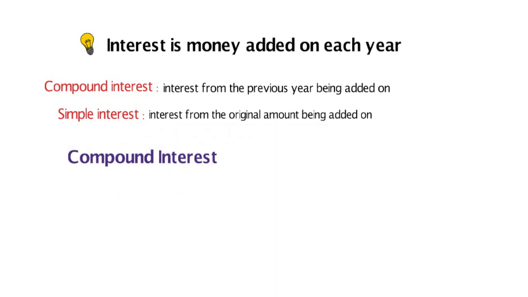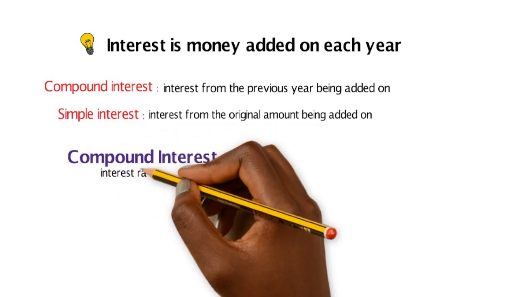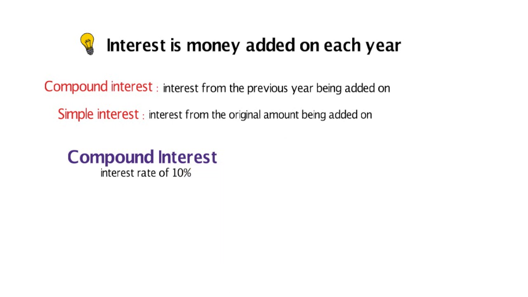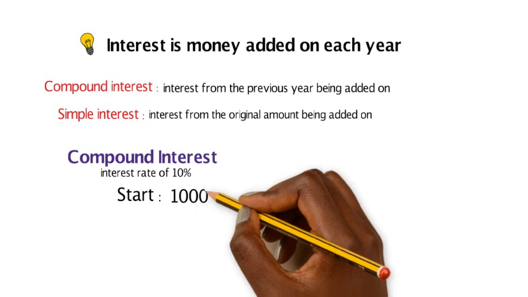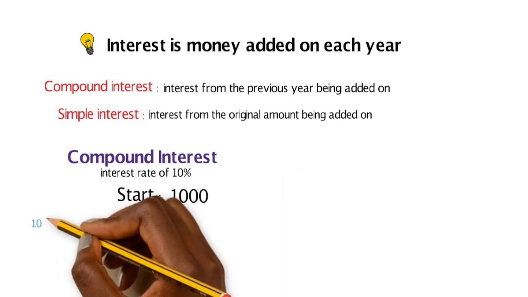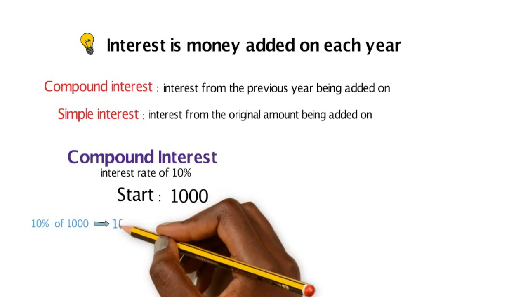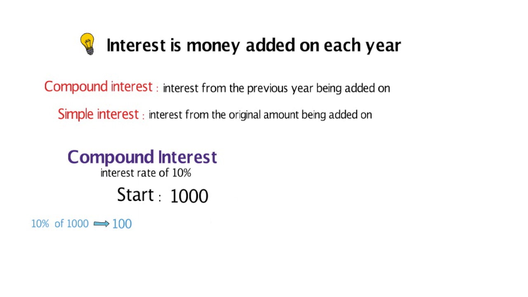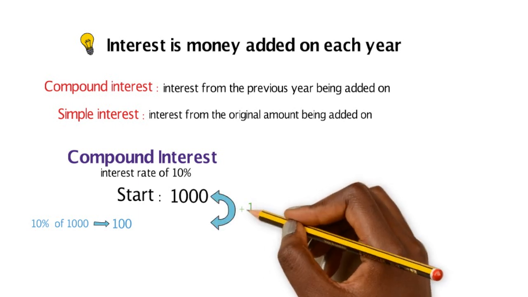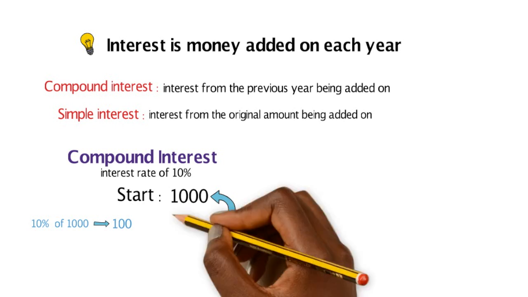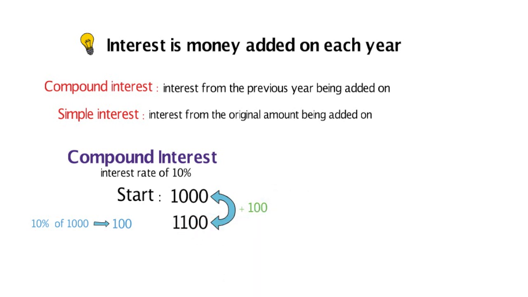First of all, with compound interest, let's say you have a bank account with an interest rate of 10%, and you start off with £1,000 in this bank account. To work out how much you would have at the end of the first year, you would work out 10% of 1,000, which is 100. And so you would add 100 on to 1,000, and that would tell you that at the end of 1 year, you would have £1,100.